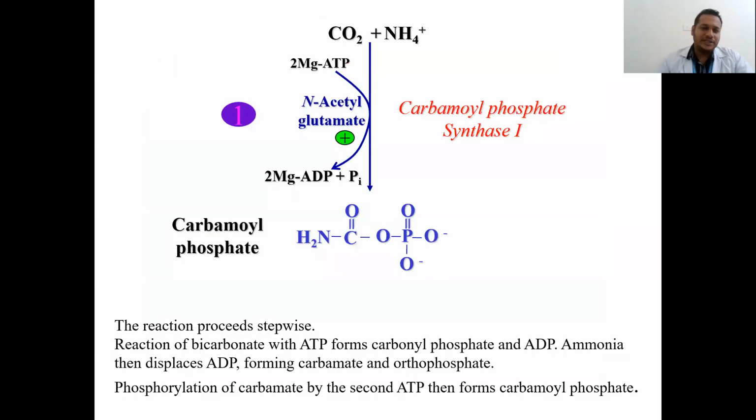Let's see one by one. In reaction one, carbon dioxide plus ammonia with 2 ATP and magnesium, with the help of N-acetyl glutamate in the presence of carbamoyl phosphate synthase 1, converts into 2 ADP and finally forms carbamoyl phosphate. This reaction proceeds step by step. The reaction of bicarbonate with ATP forms carbonyl phosphate and ADP. Ammonia then displaces phosphate, forming carbamate and orthophosphate. The phosphorylation of carbamate by a second ATP then forms carbamoyl phosphate.